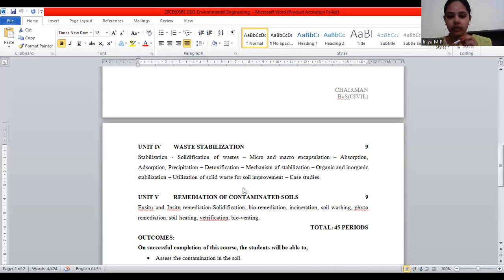Unit 5 is contaminated soils, remediation of contaminated soils. The syllabus in remediation of contaminated soils covers ex situ and in situ remediation, solidification, bioremediation, incineration, soil washing, phytoremediation, soil heating, petrification, and bioventing process.